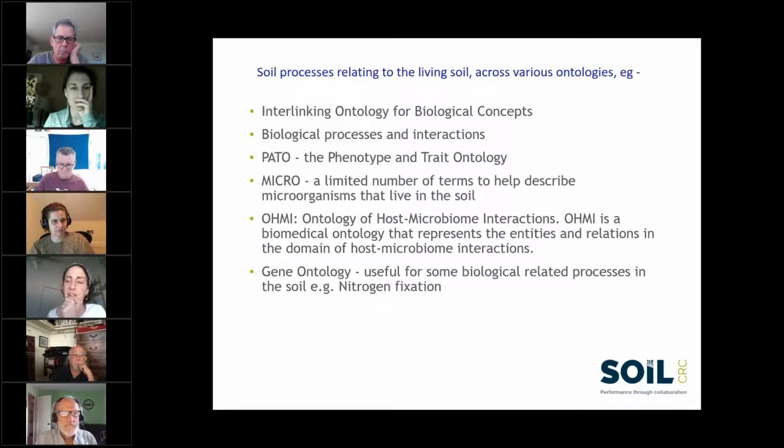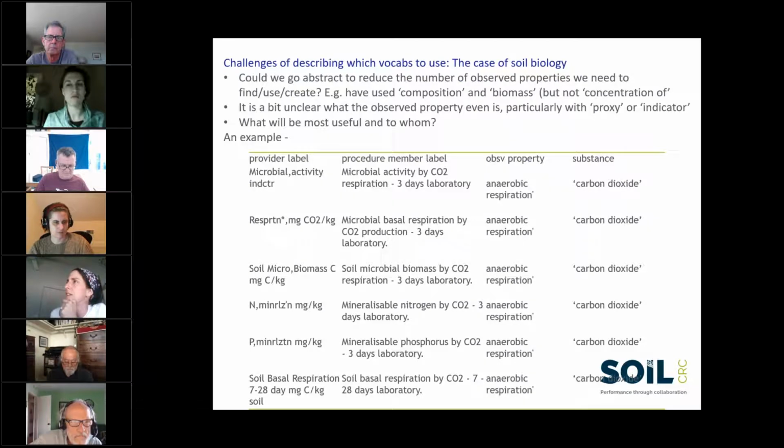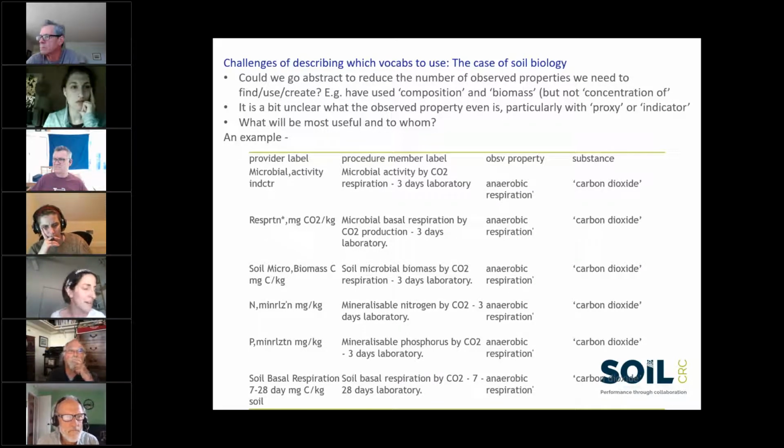We've been doing some mapping of soil biology just in the last week. So we found the soil process terms to describe soil processes relating to living things in the soil are across a bunch of different ontologies as well. We've found the interlinking ontology for biological concepts quite useful, and then they're scattered across other ontologies out there. So, yeah, describing the soil biological stuff has been really interesting. Interesting to me. Luckily, my PhD was in soil microbial ecology, so it's not too bad, but it's also a bit baffling.